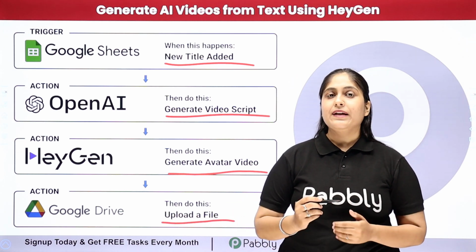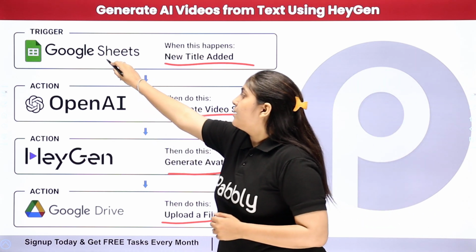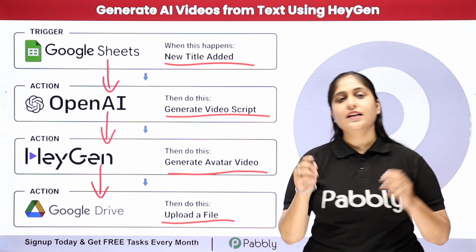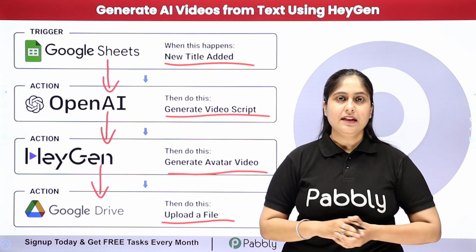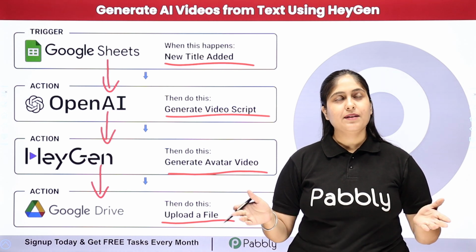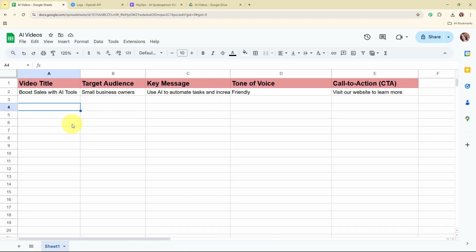So now here to automate the entire process, I need to connect my Google Sheets with OpenAI, HeyGen account and Google Drive using an automation software named Pabbly Connect. So to see the working of this automation and to learn this process step by step, let me take you to my screen. Welcome to my screen.